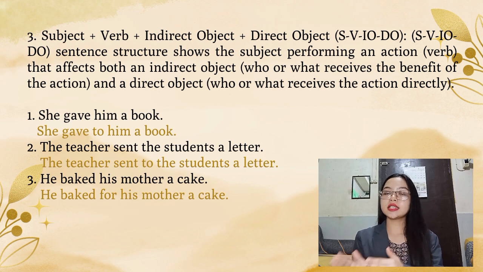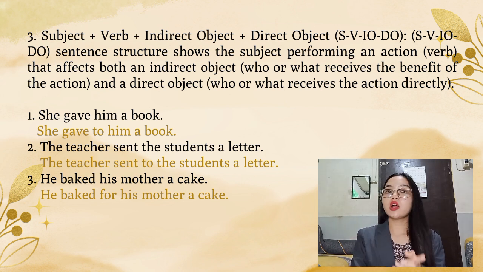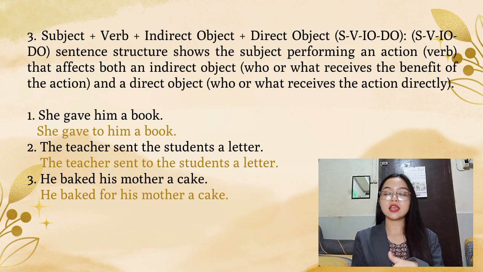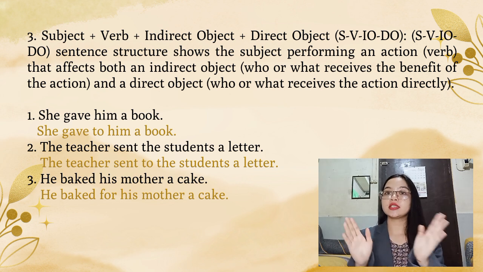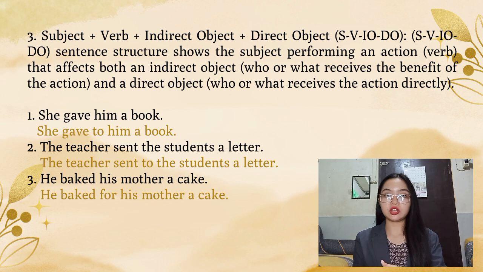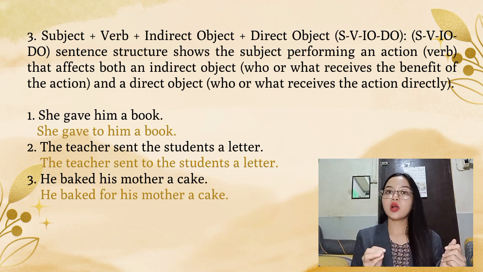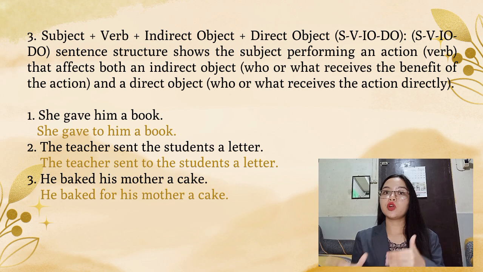Third, he baked his mother a cake. So, our subject here is he. Our verb here is baked. Our indirect object is his mother. Our direct object is a cake. So, he baked for his mother a cake.